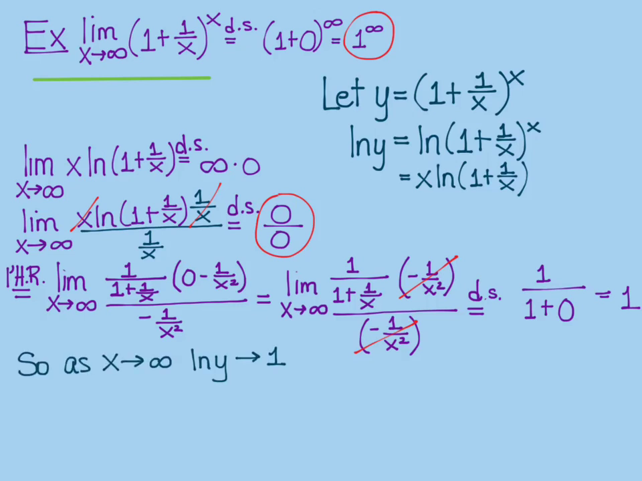So, as x goes to infinity, the natural log of y goes to 1. But we didn't want the natural log of y, we wanted y. So to get rid of natural logs, we take e's. We raise both sides e to the. So we have y is now going to e to the 1, which is e.